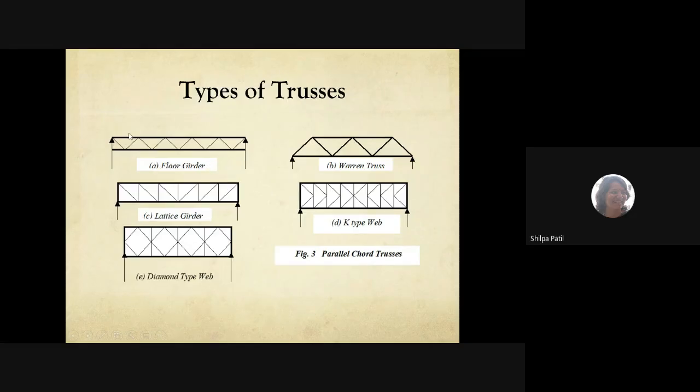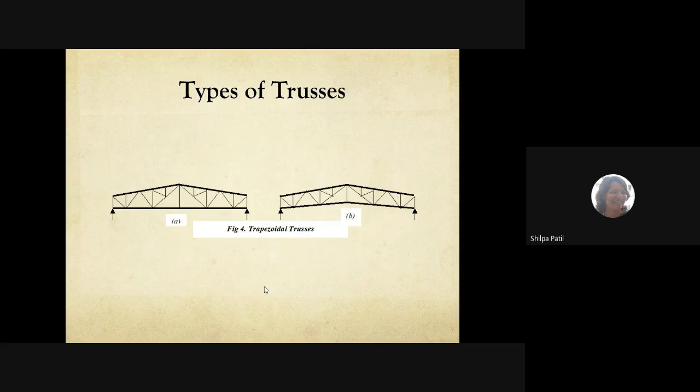So this is a floor girder, which is a commonly used type of parallel truss. Lattice girder is again a very commonly used parallel chord truss. Then a diamond type of web, Warren truss, K-type truss. If you can see, in the diamond and K-type the number of members is more, and they become indeterminate trusses because they cannot be solved using the equation m = 2j - 3. Because the number of members is more, the left hand side is more than the right hand side of the equation.